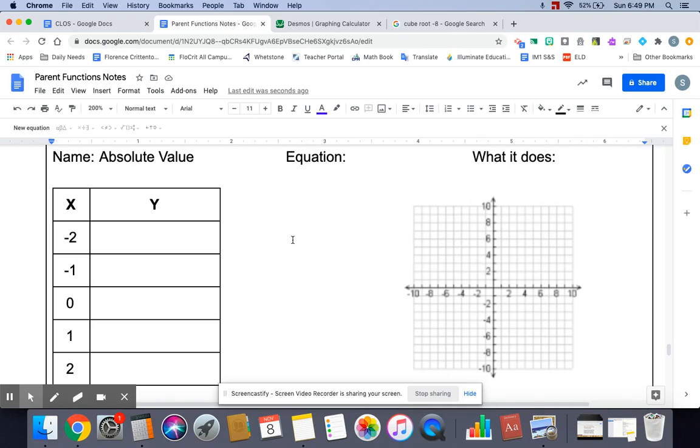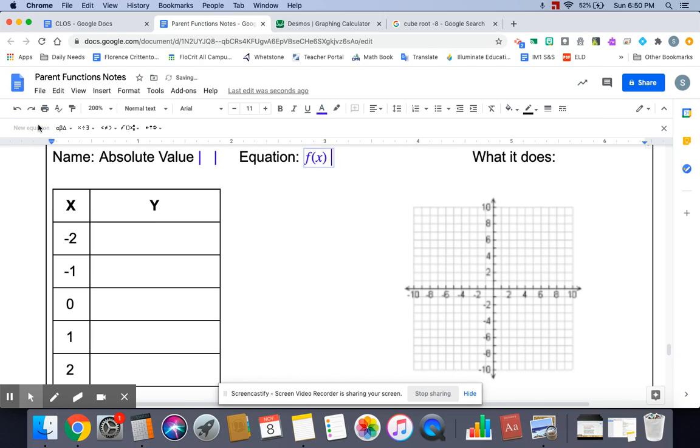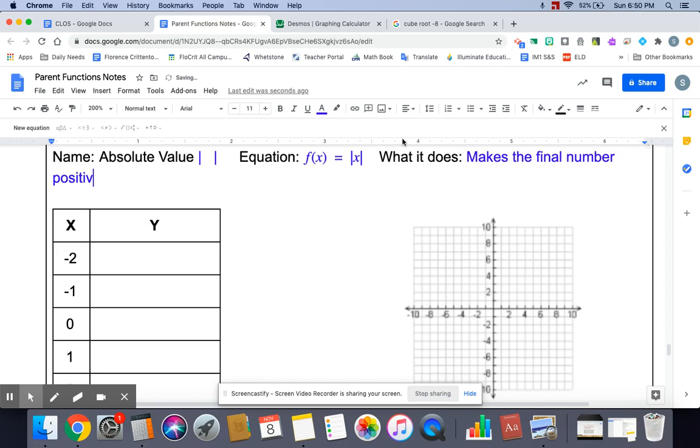The last parent function you have to learn in this unit, because yes, there are a lot more, but these are the ones we have to focus on for this unit. It's called absolute value. And you know it's an absolute value if it has this symbol in it. This symbol means absolute value. So the base of the equation is when f of x equals the absolute value of x. And what absolute value does to a number is it makes the final number positive.